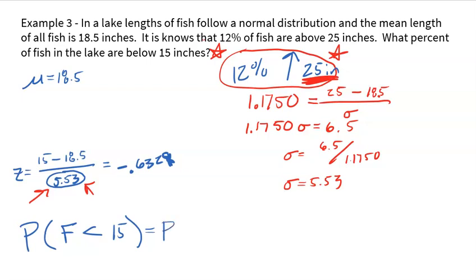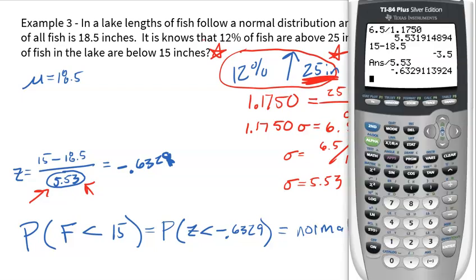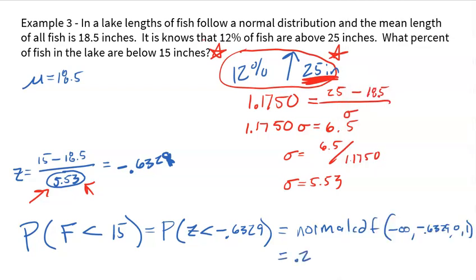Answering the question about being less than 15 is the same thing as a z-score being less than negative 0.6329. To get that answer, I'm going to utilize normal CDF. Again, I'm showing all of my work. Please do this. I'm going to go from negative infinity, because I'm starting way low, to the z-score of negative 0.6329, using the standard normal model of 0 and 1. Again, that's going to be second vars, number 2. I'm going to go negative 99 because I'm starting way low, up to my z-score of negative 0.6329, and paste that into the home screen, which is what I wrote down on the paper here, and I get 0.2634. So the answer to the question, 0.2634, there's about a 26% chance that a fish is below 15 inches in this lake.